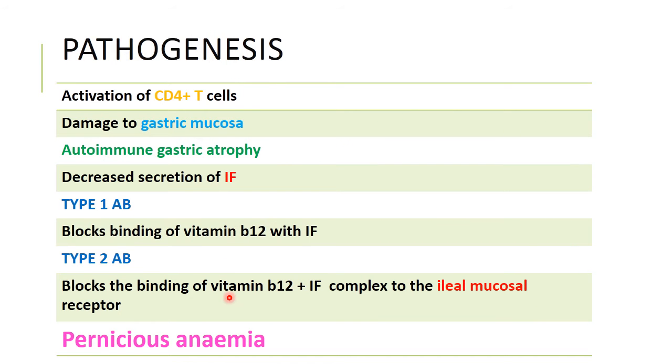Pathogenesis we can put forward in this flow chart also. It is an autoimmune disorder. Therefore the CD4 cells, that is the helper T cells, get activated. They cause damage to the gastric mucosa, and this results in autoimmune gastric atrophy. That means the gastric tissue also will be reduced. Therefore parietal cells also won't be sufficiently present to produce the intrinsic factor. Therefore there will be decreased secretion of intrinsic factor, and there will be production of these two antibodies. The type 1 antibody, the blocking antibody, prevents the binding of vitamin B12 to intrinsic factor. Type 2 is the binding antibody, which blocks the binding of the vitamin B12 intrinsic factor complex to the ileal mucosa. Therefore, it results in pernicious anemia.